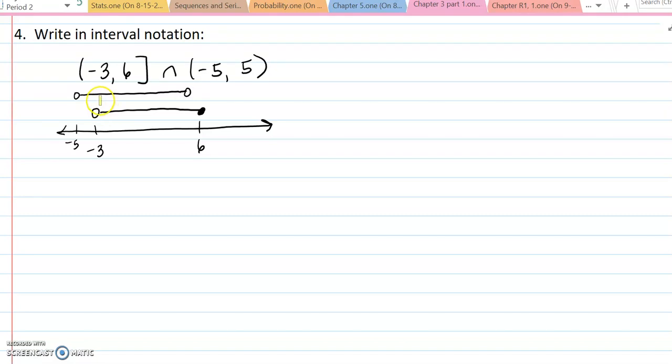So I look at that as this region right here. And you've got to be careful about what to do at the endpoints. Because you have an open circle right here and an open circle right here, it's not actually inclusive of those values. They're outside of those intervals. So the final answer on this one is the interval from -3 to +5 using parentheses.